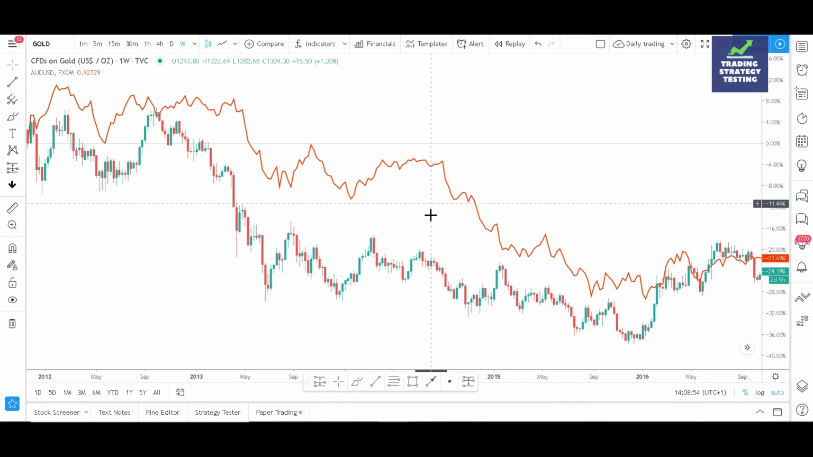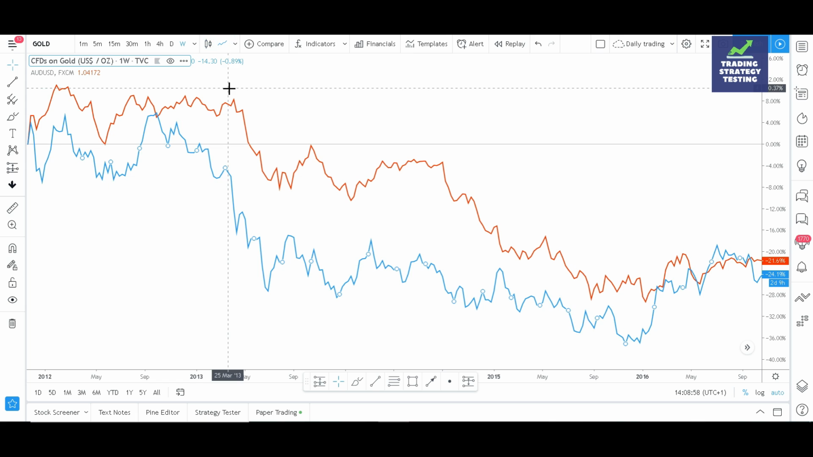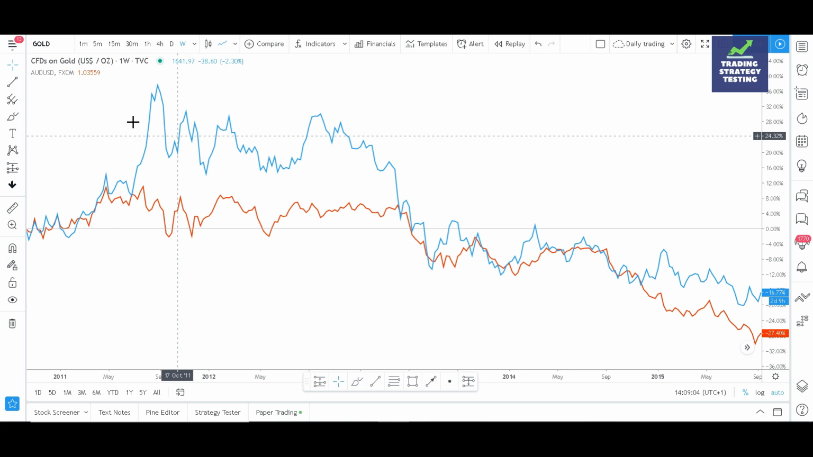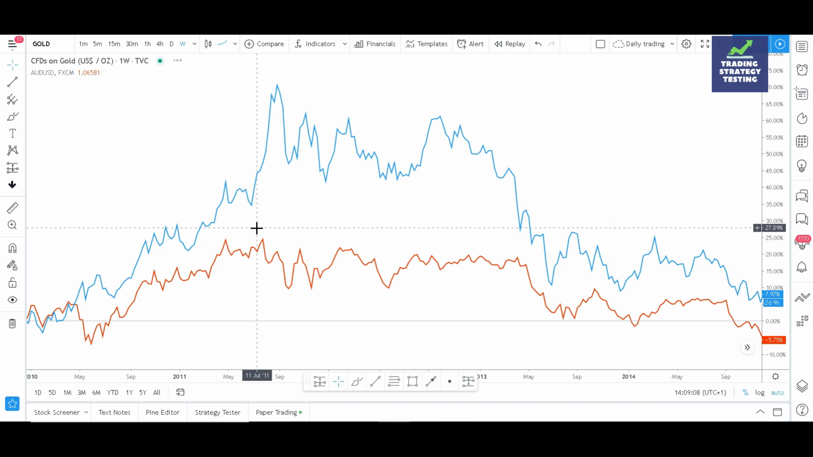We can see the performance of gold as well as the Aussie dollar over time. The blue line represents gold, whereas the red one is for the Aussie dollar. It's easy to spot the positive correlation between the two instruments. When gold goes up, the Aussie dollar goes up. When gold depreciates, the Aussie dollar goes down.